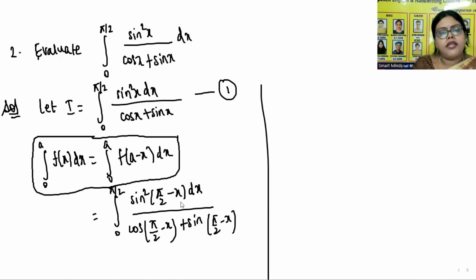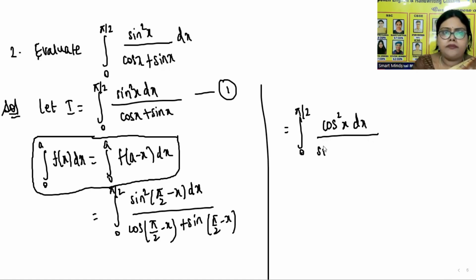Now we know that sin(90 minus x) is cos x. So this is the integral from 0 to pi by 2 of cos square x dx by sin x plus cos x dx. This is equation number 2. Now let us add 1 and 2.